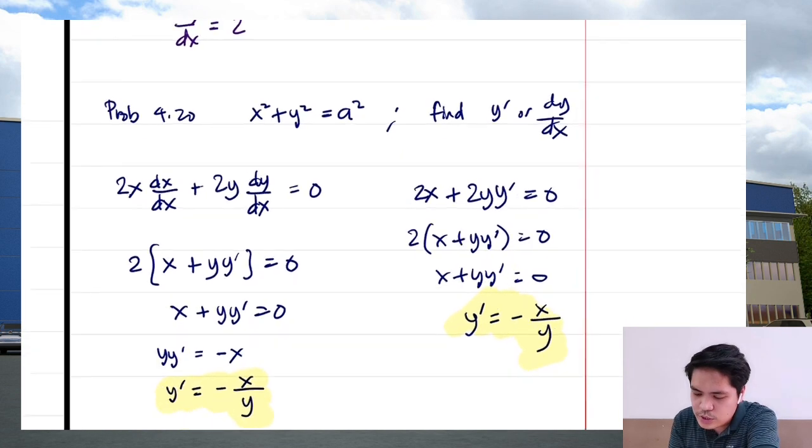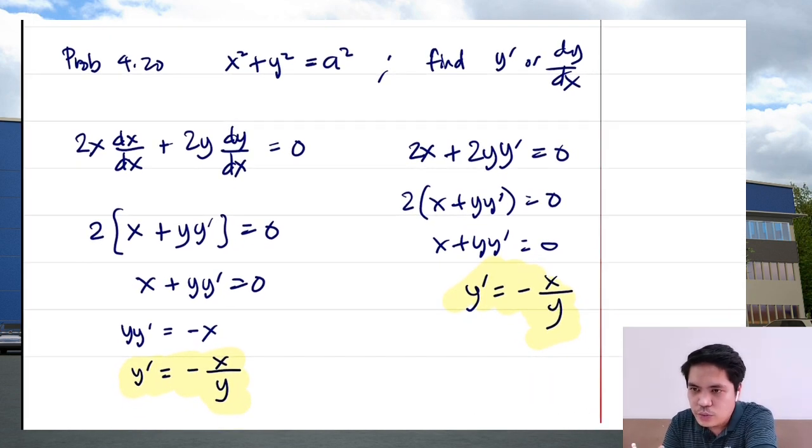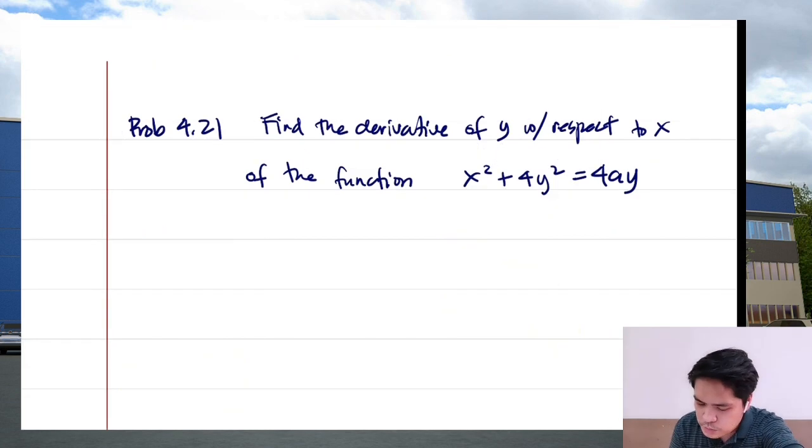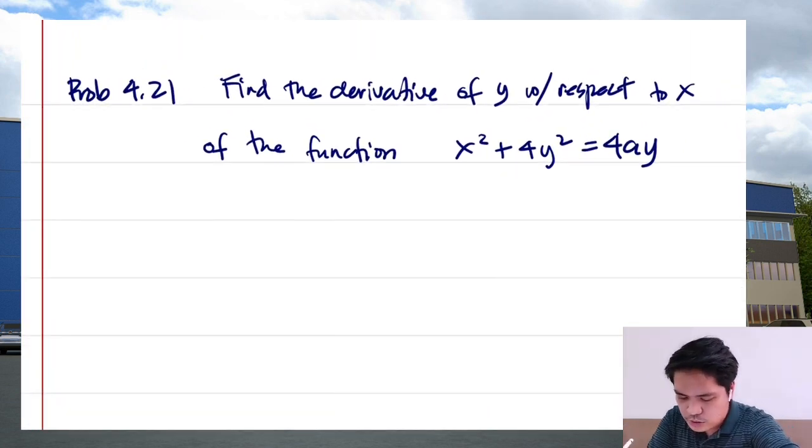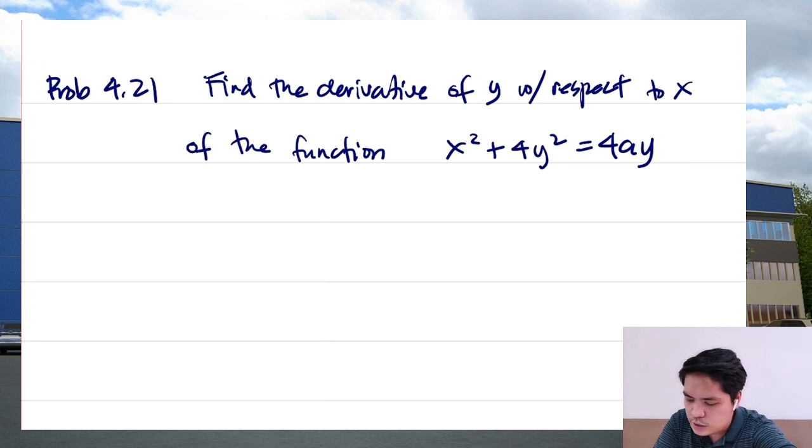Then, now, we'll just solve the shorter way, the faster way. Now let's try this problem. Problem 4.21. Find the derivative of y with respect to x of the function x squared plus 4y squared equals 4ay. Let us first identify this as constant. Yung 4a is constant, or a is constant. Okay, yung variables ito is only x and y.